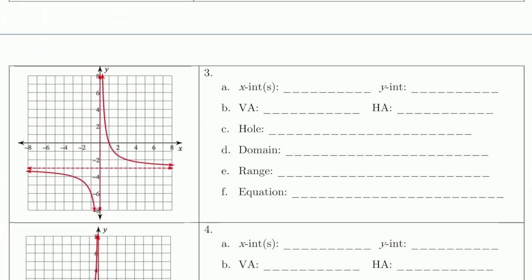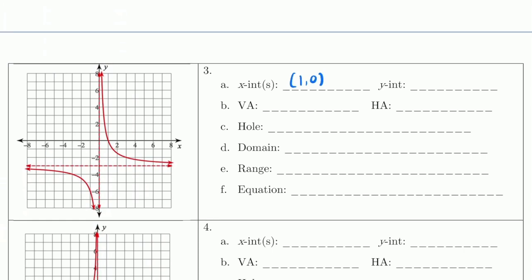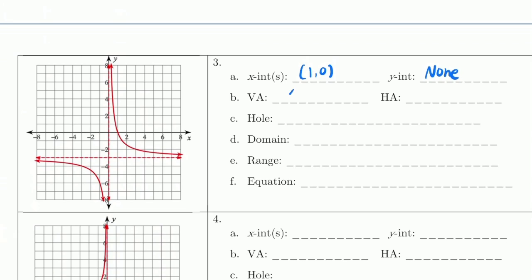This one here, I have an x-intercept at 1, 0. Then I have a y-intercept. Well, actually, I don't have a y-intercept, so I can just write none for that. A vertical asymptote at x equals 0. A horizontal asymptote at y equals negative 3. And then, do I have a hole? I do not have a hole, so I can just write none.